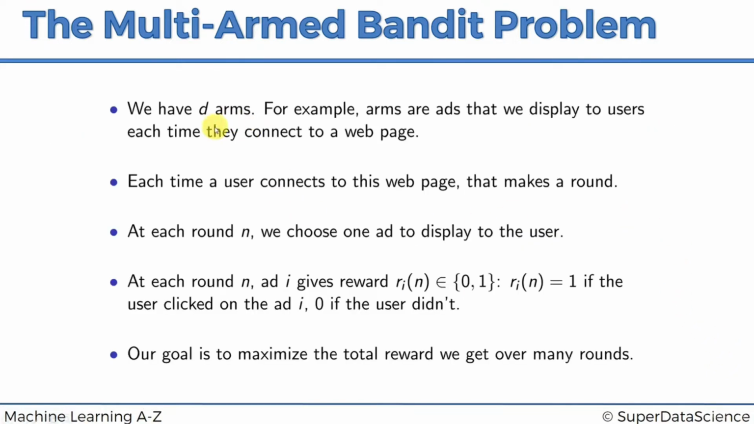All right, so moving back here. So we've got D arms, for example. Arms are ads that we display to users each time they connect to a web page, each time a user connects to this page. That is considered as a round. At each round N, we choose which ad to display to the user. At each round N, the ad gives us a reward, either 0 or 1. 1 if the ad is clicked, 0 if the ad is not clicked. In the case of the actual bandits, it'll be a monetary reward, so it won't be just 0 to 1, it'll be some value. Our goal is to maximize the total reward we get over many rounds. All right, so that's a quick overview of the problem that we're solving.